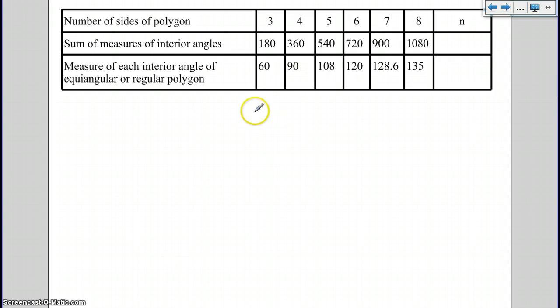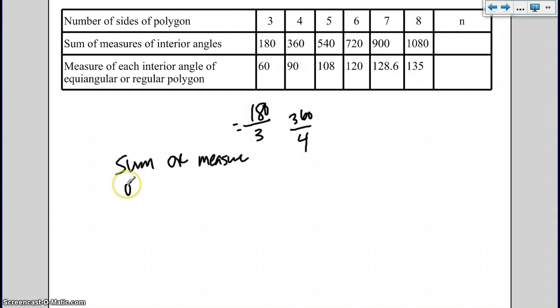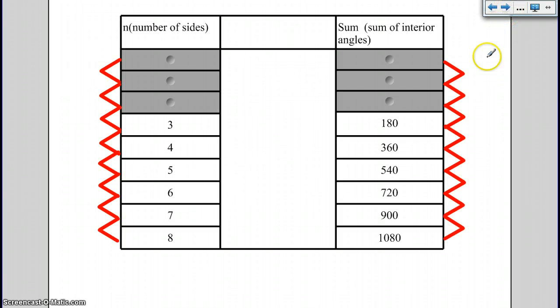Watch what happens. If I take 180, divide by 3, I get 60. If I take 360 and divide by 4, I get 90. See what's happening? I took the sum of the measure of interior angles and I divided by the number of sides, just like I did here.